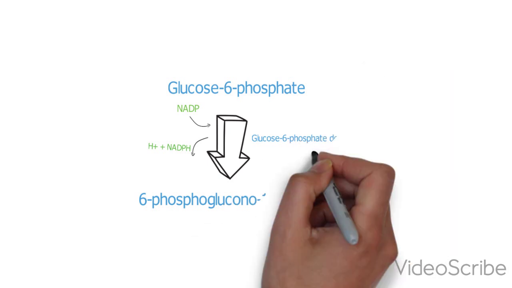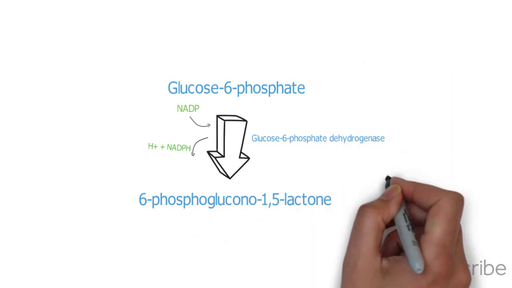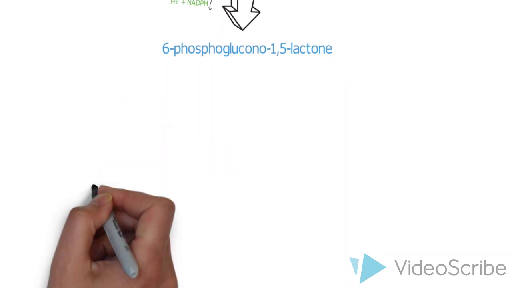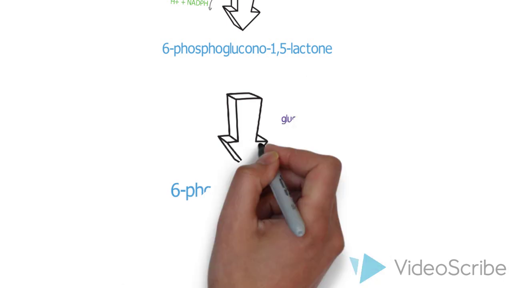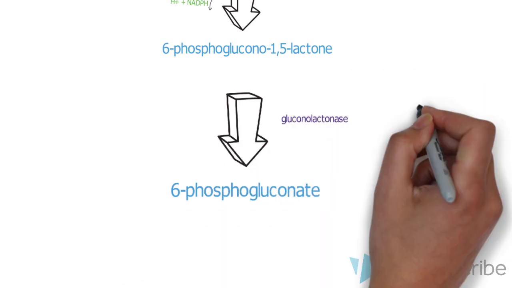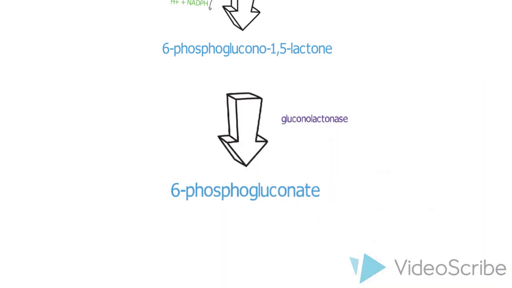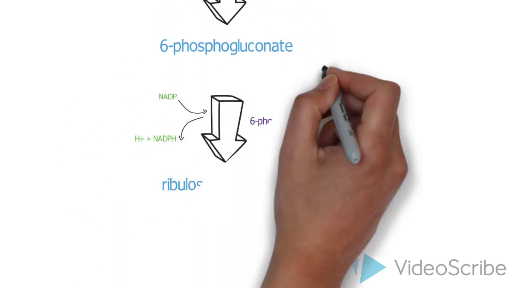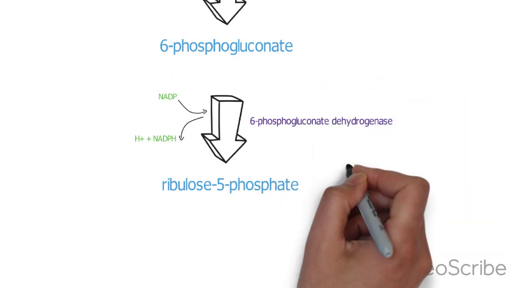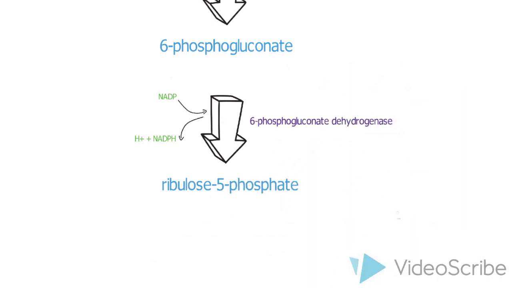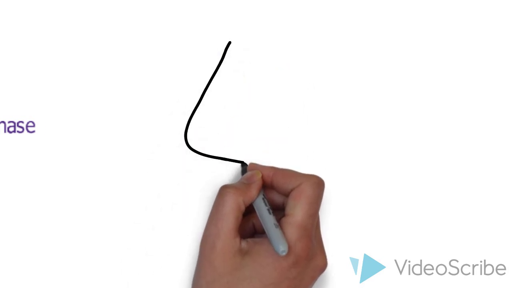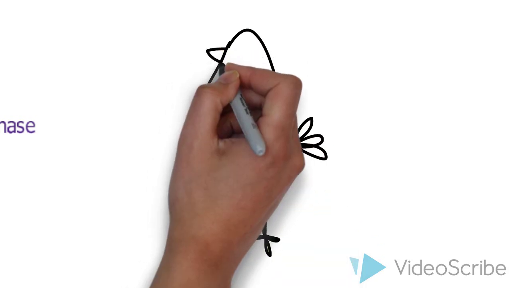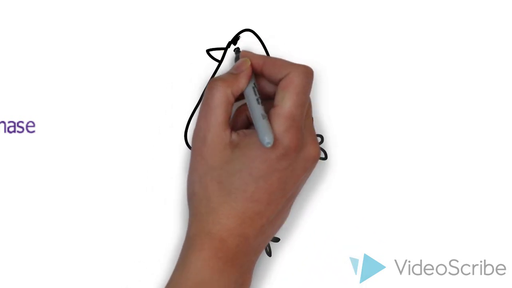6-phosphogluconolactone, which results in NADP being converted to its reducing equivalent of NADPH. Phosphogluconolactone gets hydrolyzed to 6-phosphogluconate with the help of the enzyme lactonase. Oxidative decarboxylation then occurs, and 6-phosphogluconate is converted to ribulose 5-phosphate with the enzyme 6-phosphogluconate dehydrogenase, which yields carbon dioxide, NADPH, and pentose phosphate.